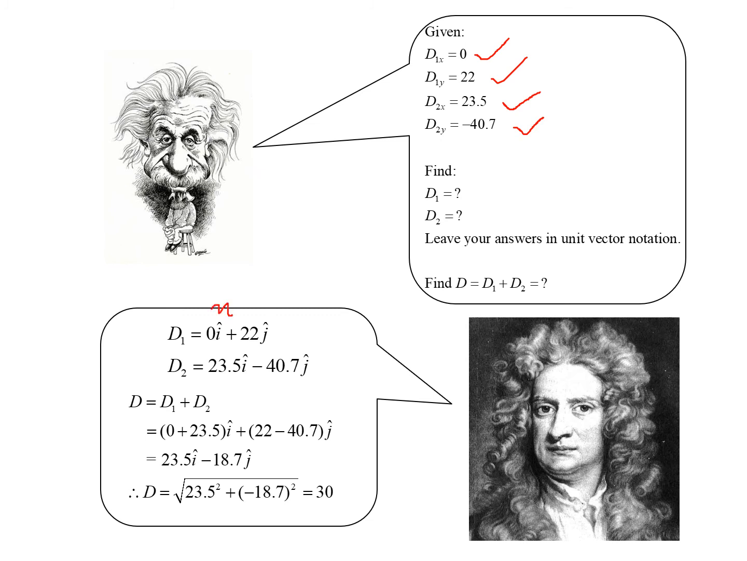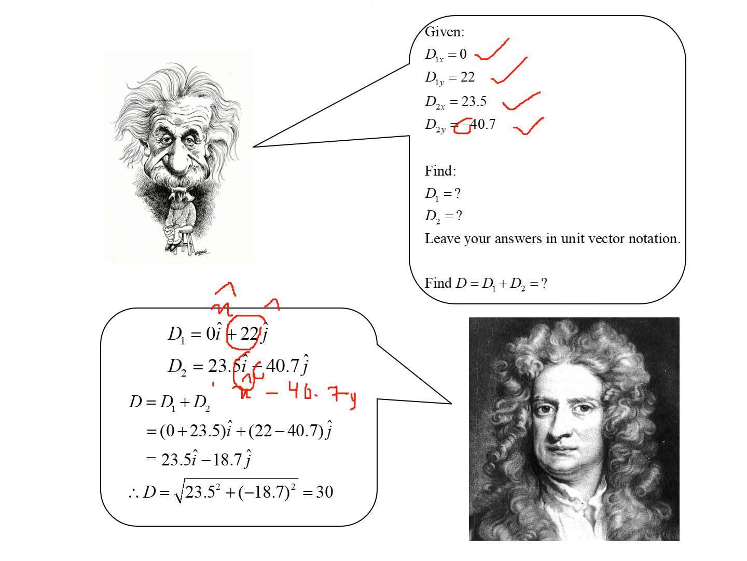So d1x is 0, meaning that there is no i. In this case, there is no x, so you can write down x plus 22. See here, it's a positive 22, therefore we put 22j, j with a cap. And of course, for d2, we put 23.5i minus, because d2y has minus 40.7j. So this one is easily 23.5x minus 40.7y.